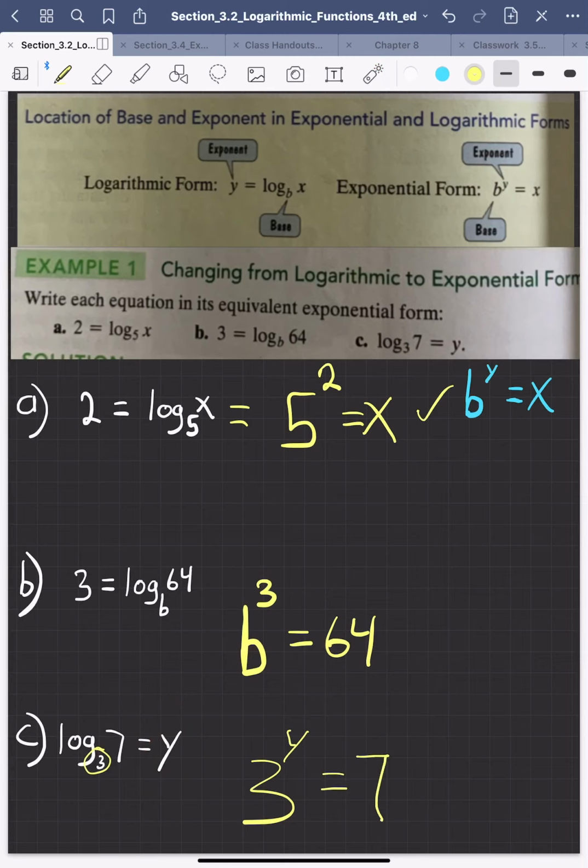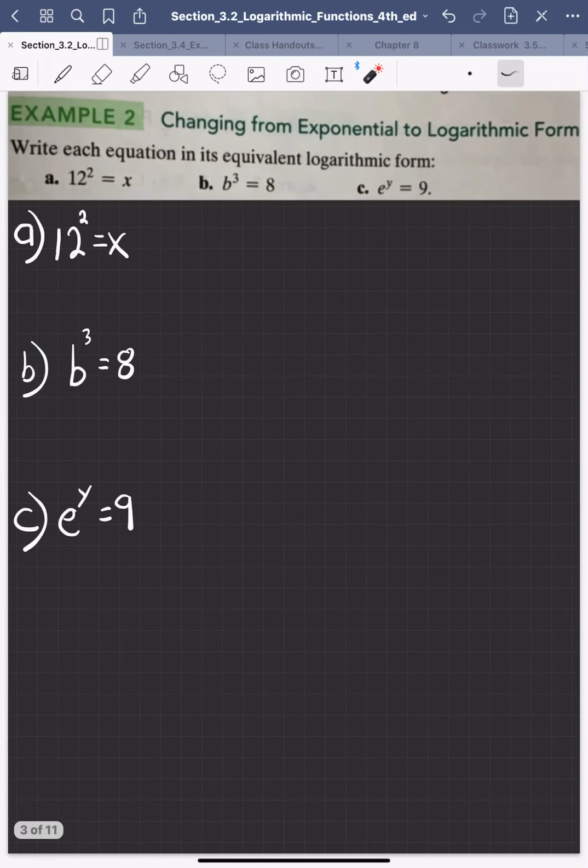All right, ready? Now let's go the other way. Now I'm going to give you some questions that look like this, and we're going to see if you can get back to log form. All right, so write each equation in its equivalent log form. So let's turn this into a log. Ready? I'm going to go ahead and write the form that we want. So y equals log base b of x.